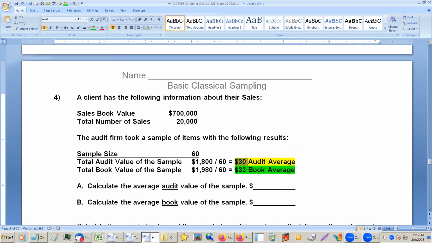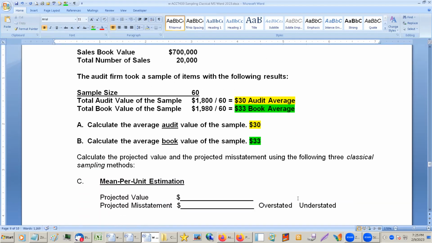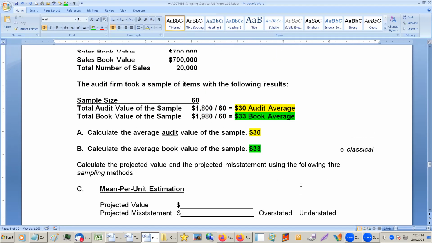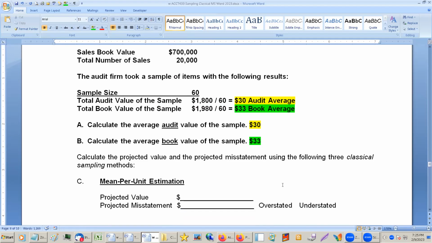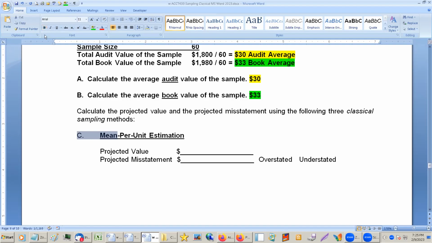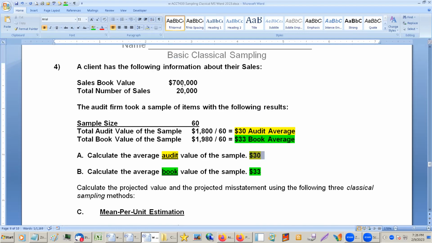Okay, so audit average. So mean per unit, and by the way, at some point, just try to get used to reasoning through what it's actually asking for. Mean per unit, mean is just average. Whose average do we use? The audit average. The audit is the one that's more persuasive. The stuff that you do yourself is more persuasive than what somebody else hands you. So the most persuasive number up there is the audit average of 30. So when you do mean per unit, you say, okay, we got $30 per unit, then everything here should be $30 per unit.